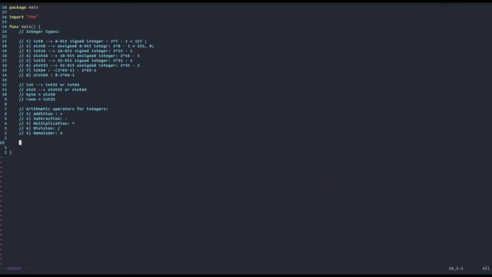So let's see how we can use these types. For example, let's declare an int16 variable: var a int16, and let's set it equal to 400.